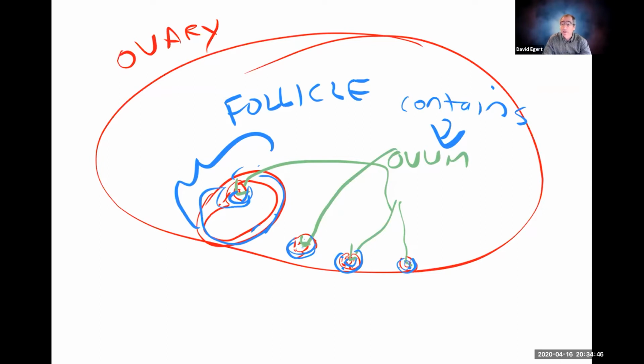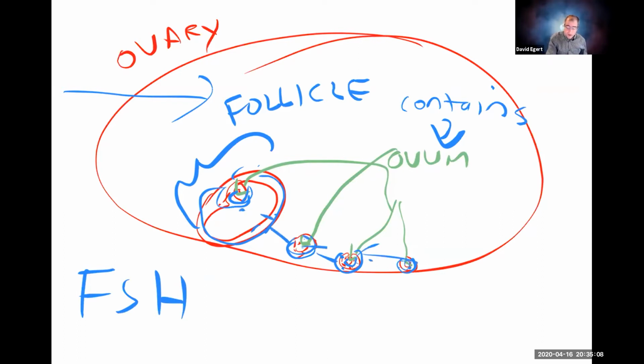Again, when we get into the reproductive system, we'll talk all about follicular development and primordial follicles versus primary follicles versus secondary versus Graafian follicles and all that. But for right now, just know that when FSH is released, it's going to promote the development of this follicle and the egg, which is ultimately what's ovulated.